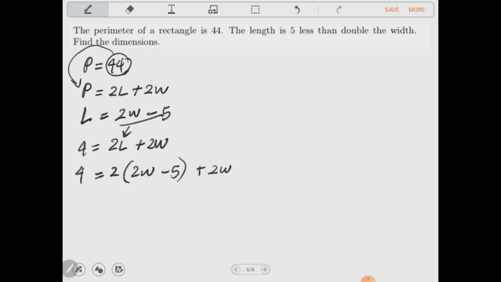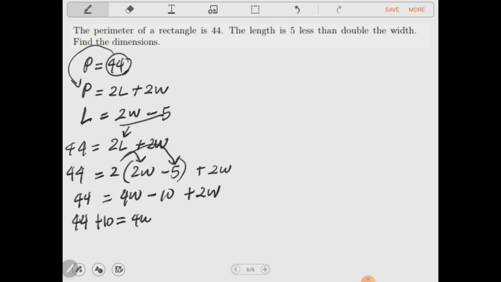And then simplify. 44 is equals to, multiply this, 4W minus 10, distributive property, plus 2W. The next is, let us combine like terms. 44 plus 10 is equal to 4W plus 2W. So 44 plus 10 is 54. We have 6W.